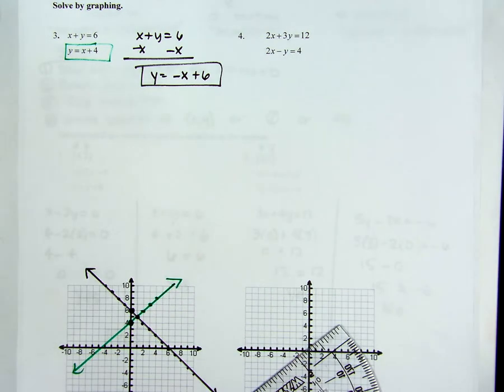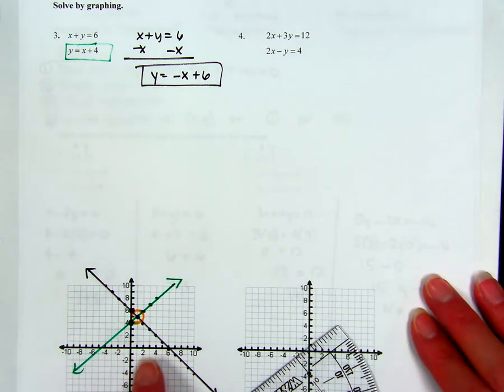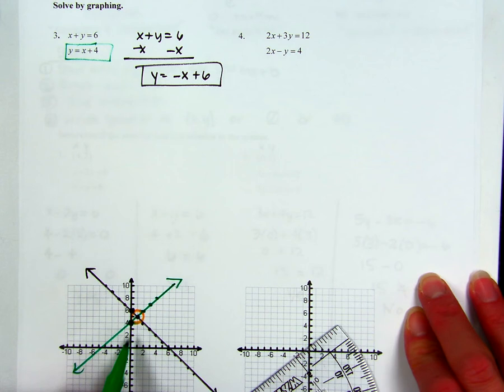All right, so now I'm going to look at where is my intersection. There's one solution. So this is your consistent and independent situation, and I need to list my answer as the ordered pair. So it's at 1, 5.